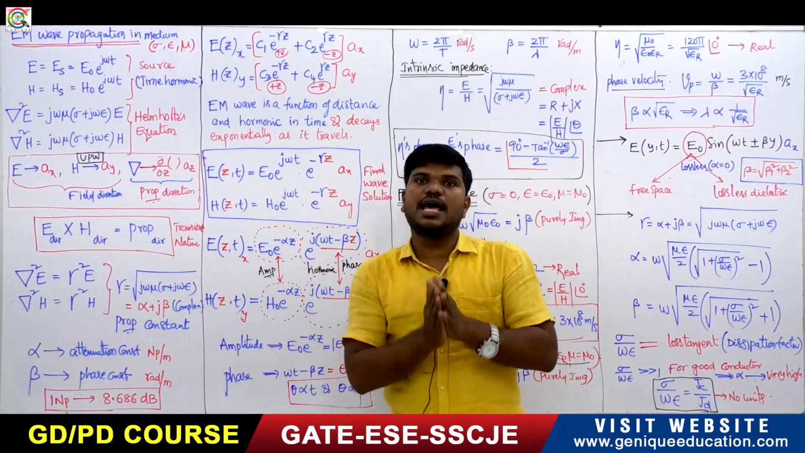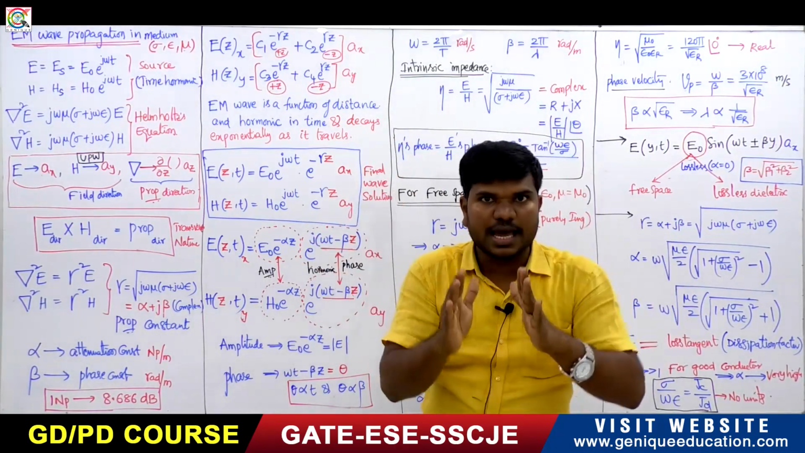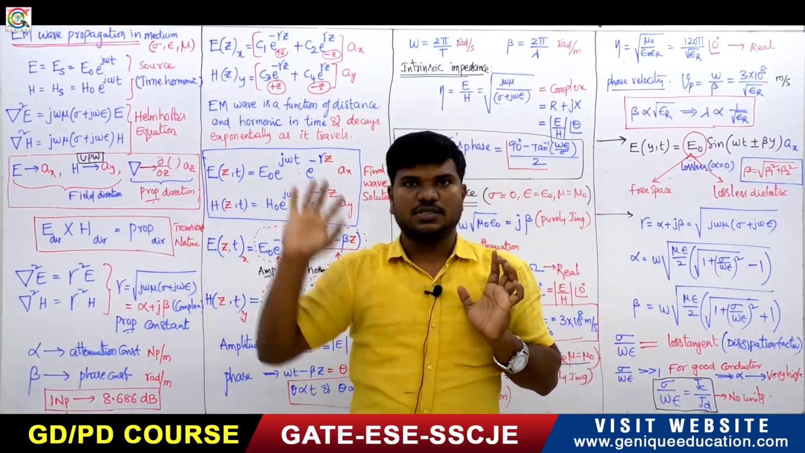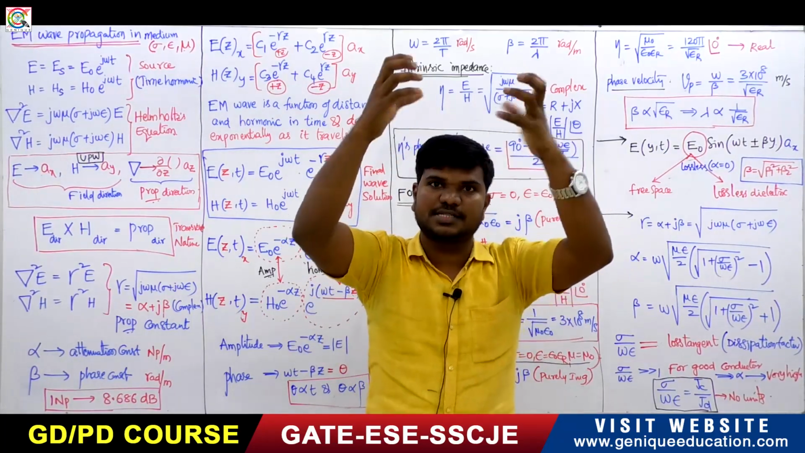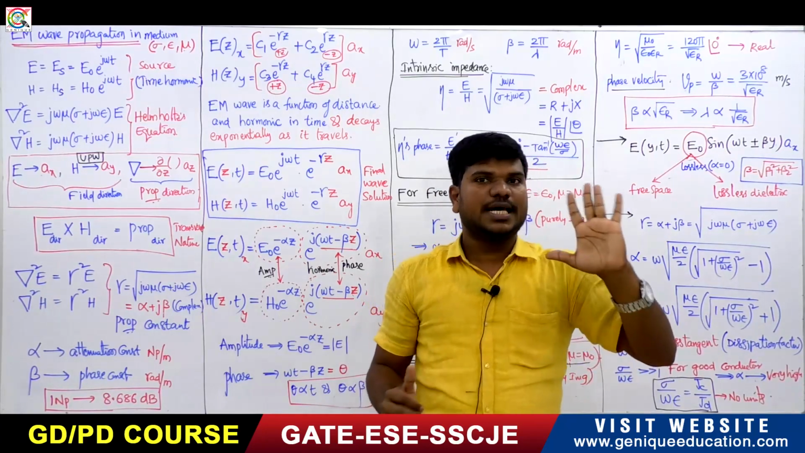So whenever there is a positive exponential of distance, we should note that it is a negative directed wave. If there is a negative exponential of distance, then we should note that it is a positive directed wave.